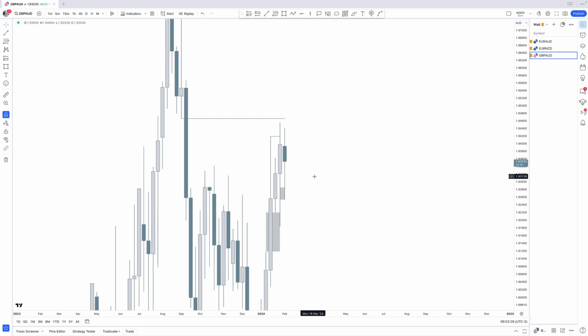If the second fair value gap is not overlapping with another PD ray, we suppose that it's not going to hold either, right? Second is not overlapping. Yes, exactly that, because then it's a standalone PD ray.